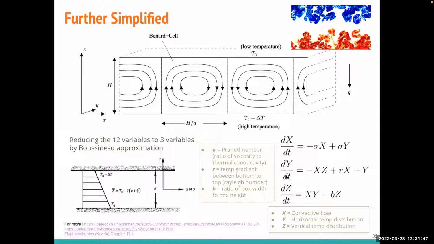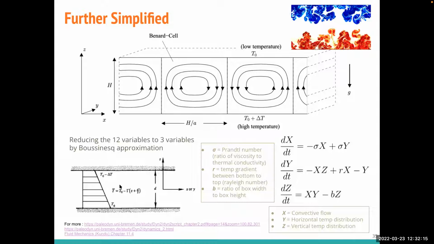So the three equations here, the first one is the convective flow. The second one is the horizontal temperature distribution. And the third one is vertical temperature distribution. So we have a 2D situation here. Why do we just have one variable representing the flow? Because they have turned that into a stream function. Okay. If you don't understand this, don't worry. We'll not go into the details of this.